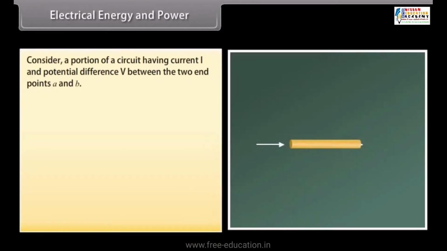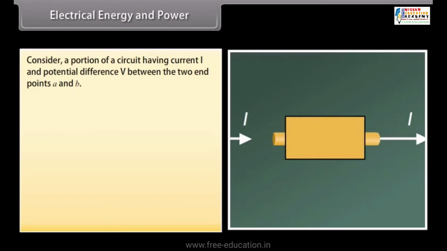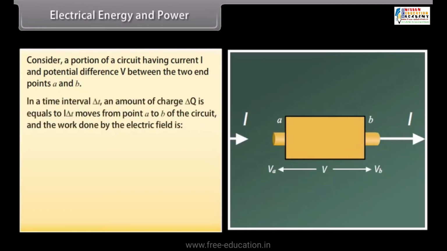Electrical energy and power. Consider a portion of a circuit having current I and potential difference V between the two endpoints A and B. In a time interval delta t, an amount of charge delta q equal to I delta t moves from point A to B of the circuit, and the work done by the electric field is equal to the product of V and delta q, which is equal to V I delta t.